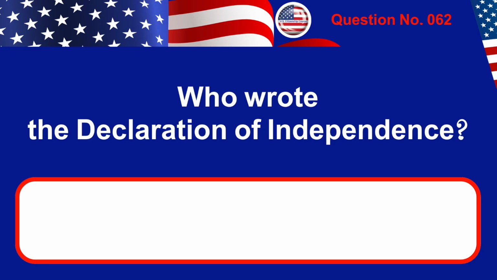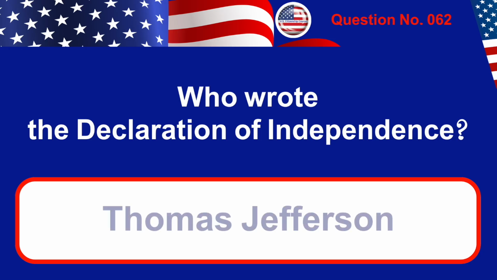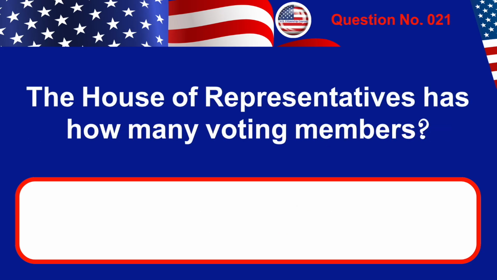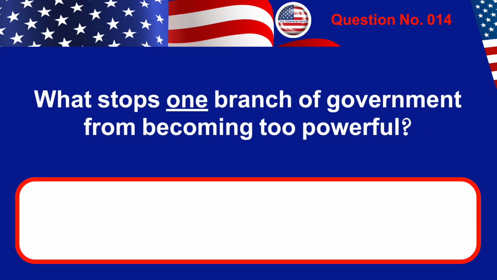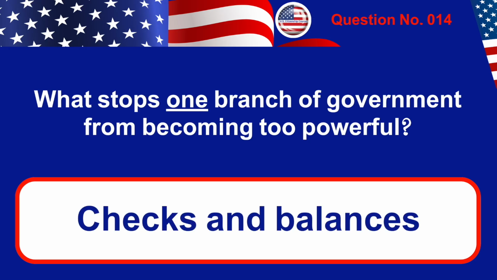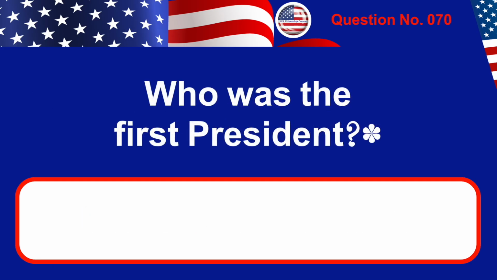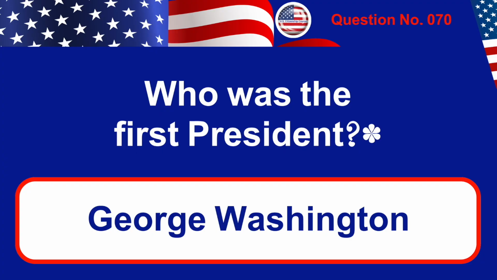Who wrote the Declaration of Independence? Thomas Jefferson. The House of Representatives has how many voting members? 435. What stops one branch of government from becoming too powerful? Checks and balances. Who was the first president? George Washington.